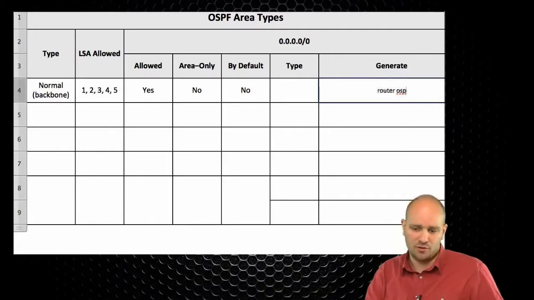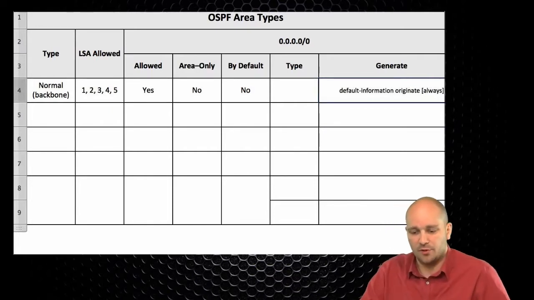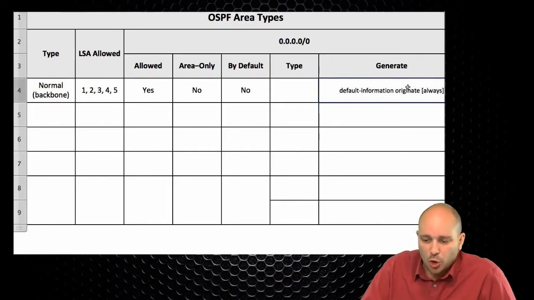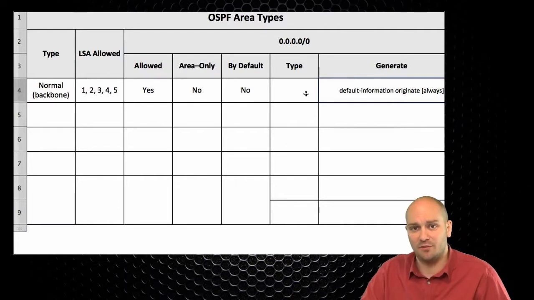an area. Actually, let me not type the whole thing. You can create a default route if you are using default-information originate, and you can have this always keyword. Now, this is a very important thing to understand. What default-information originate will do, it will implicitly redistribute an existing default route.